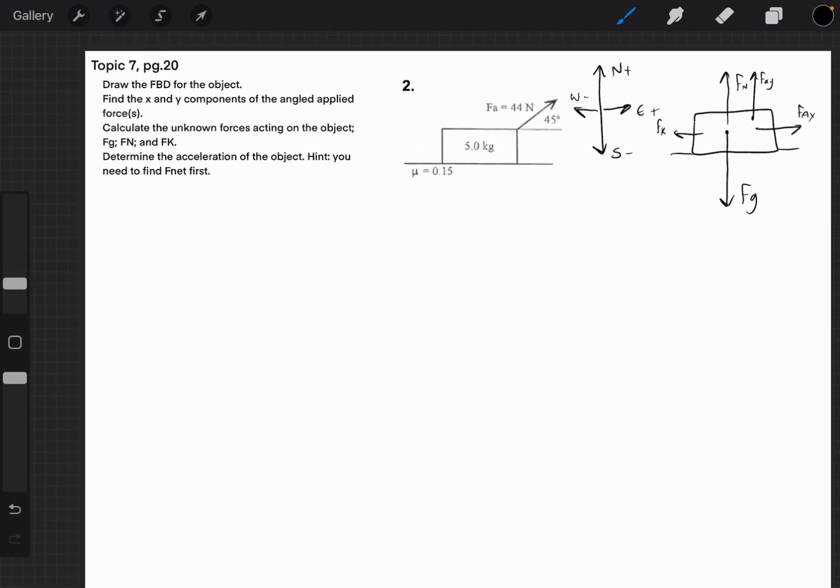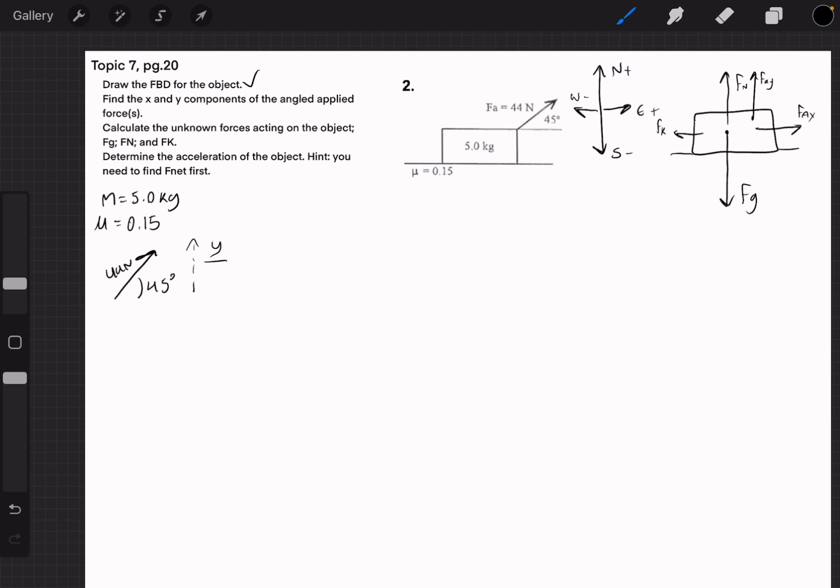All right. So let's just write a few things down. We have mass equals 5.0 kilograms, and our kinetic friction coefficient is 0.15, just to remember. All right, so let's start off by breaking down FA into its x and y components. So I'll draw that vector here, 44 newtons, at an angle of 45 degrees.